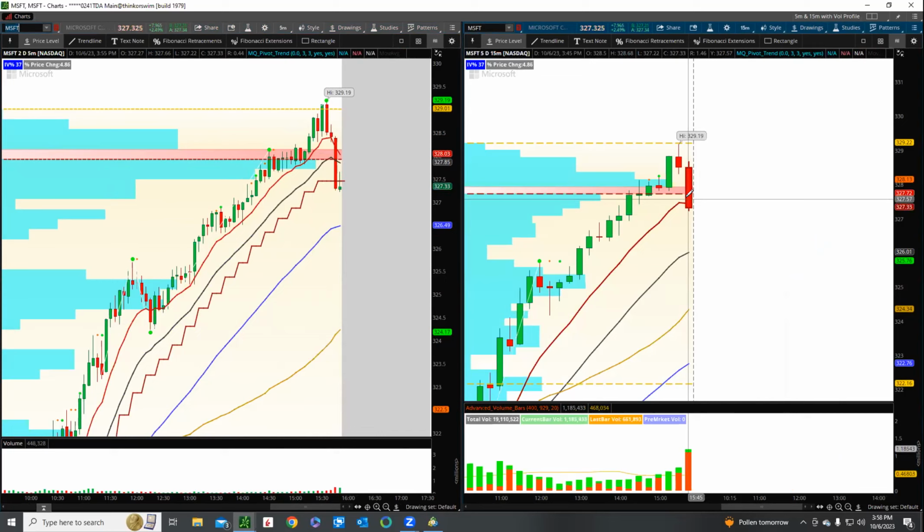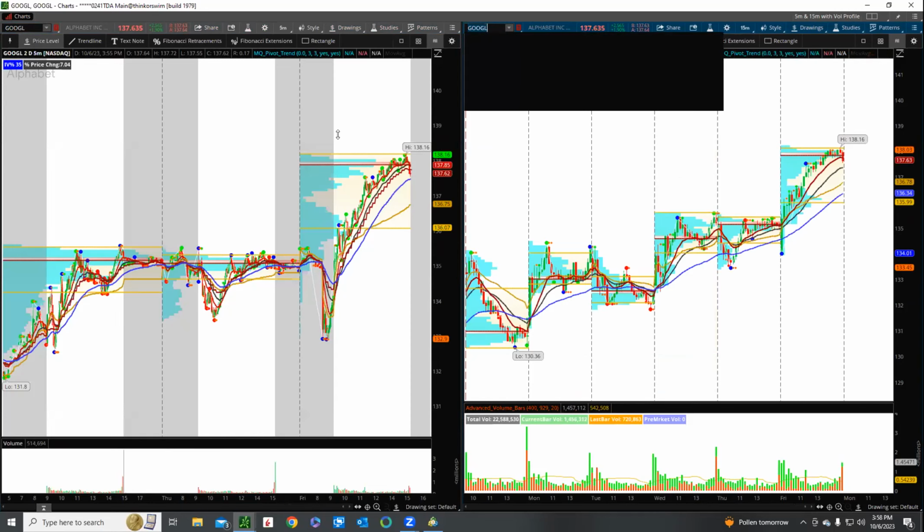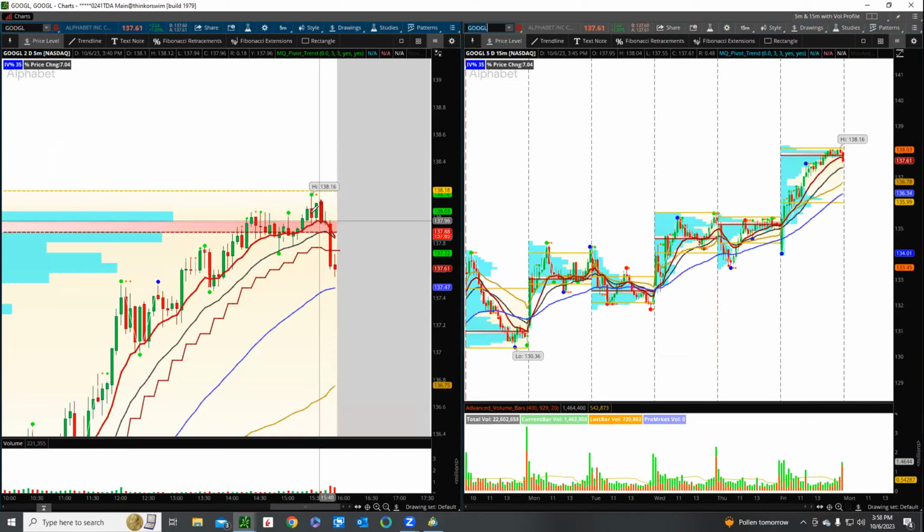Let's go to Google, which was the other one. Just take a look at Google real quick. Look, volume, nothing. You got a little bit of a volume spike here, but not much, right?